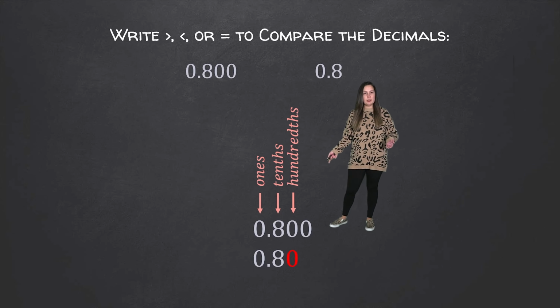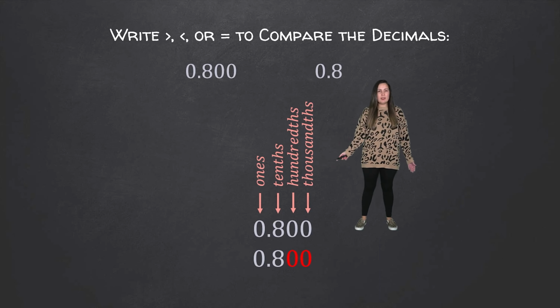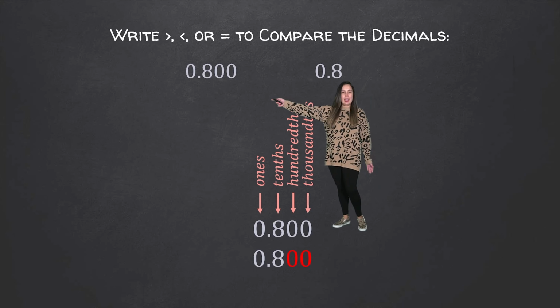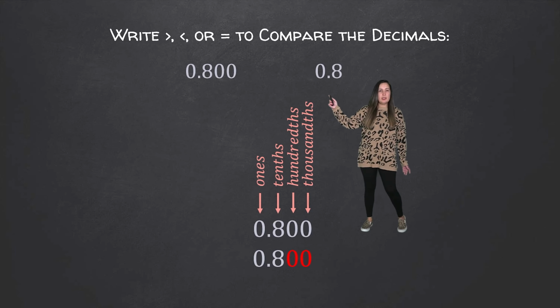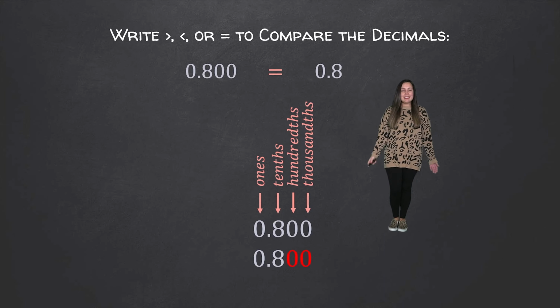Well, 0 and 0 are the same, so we're going to move on to the thousandths place value, where we just have a 0 again, so we're going to add another 0 as a place value holder. Now, we have the exact same value above and below, so that means that 800 thousandths is equal to 8/10, because we could just keep adding zeros at the end without changing the value. And that's it for comparing decimals that are less than 1.